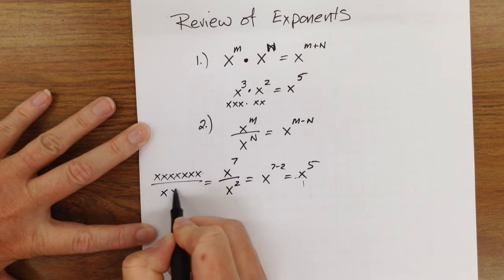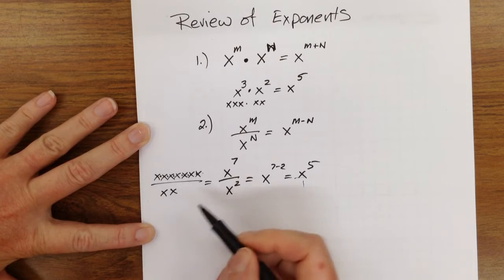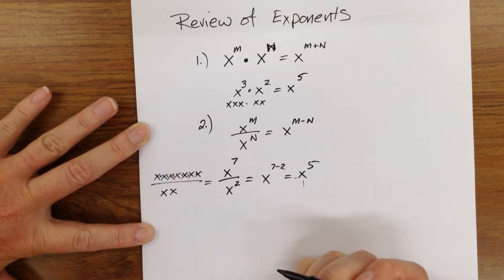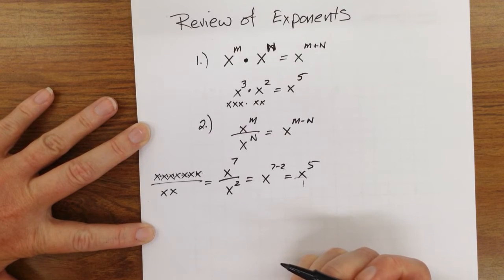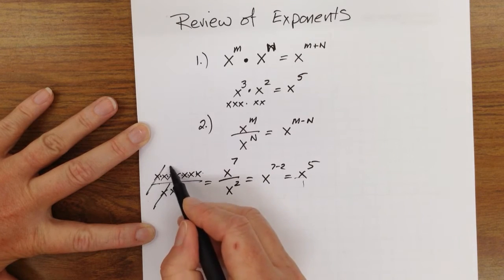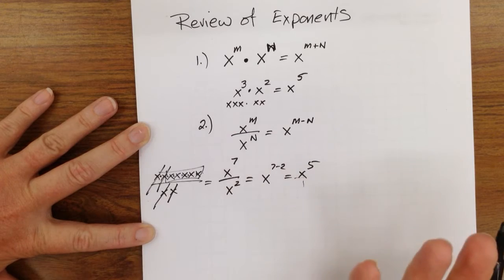Over x squared. And then because these are all multiplying, they're all factors, we can cancel. X over x is a form of 1. You're multiplying by a form of 1. When you multiply by a form of 1, it doesn't do anything, so you can cancel those out. Yeah, and that's 5 left. That's why it's x to the 5th.